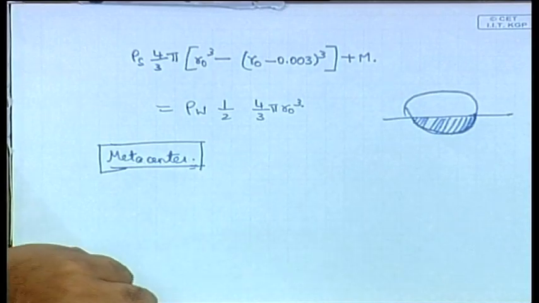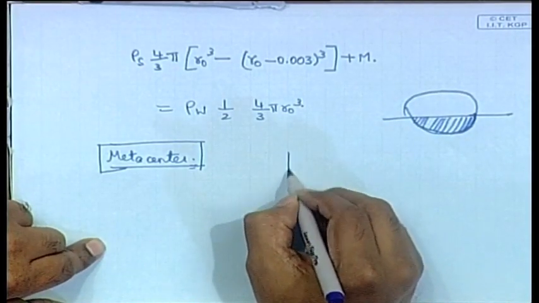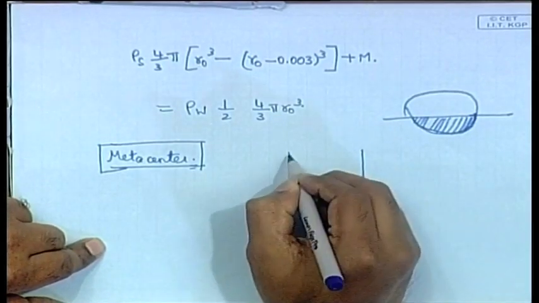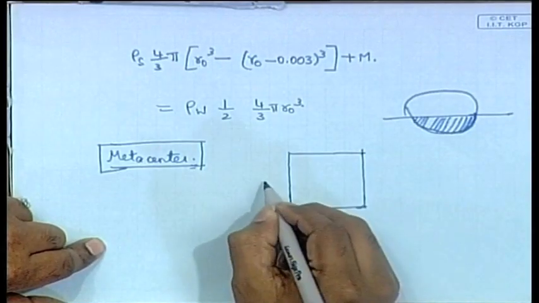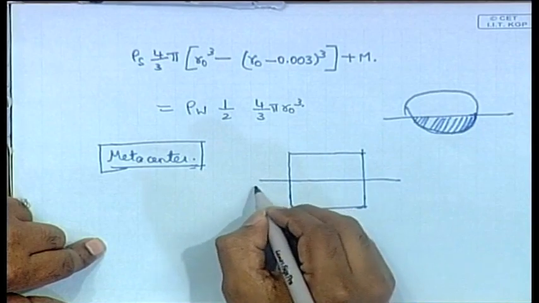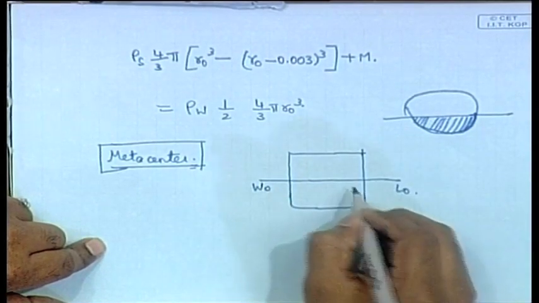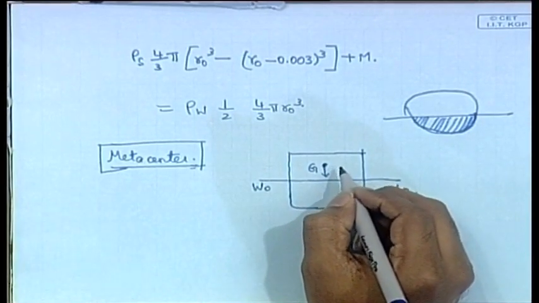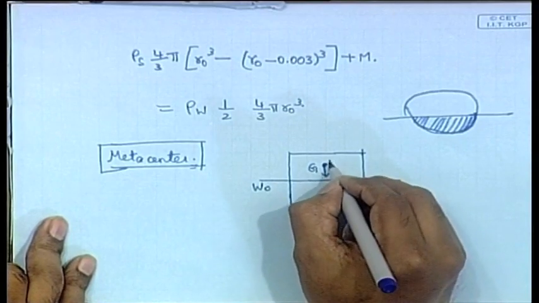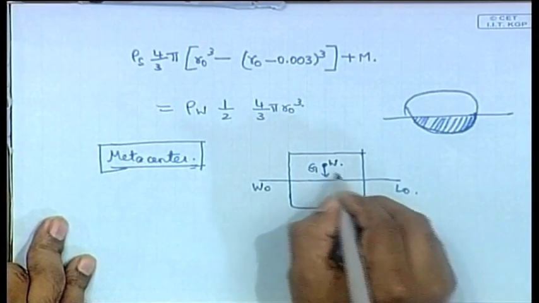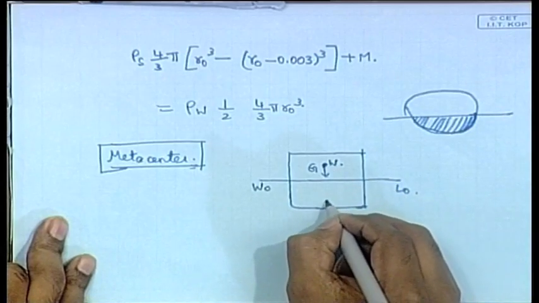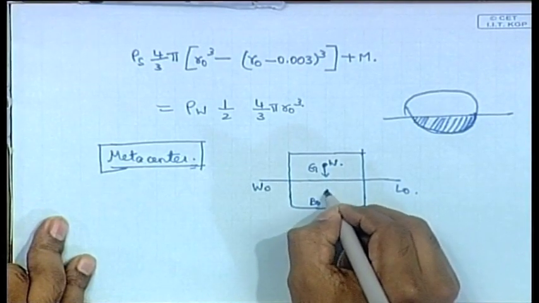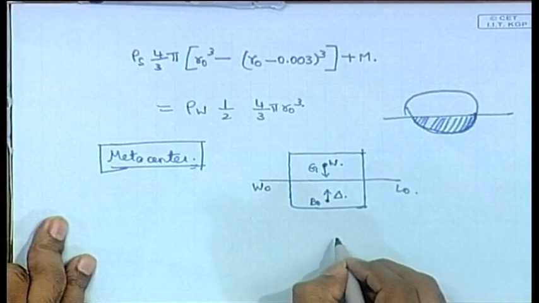Now, let us suppose that you have a submerged half body, and at G the weight W is acting downward, at B0 the weight again delta, same delta equals W, W equals delta, is acting upwards.